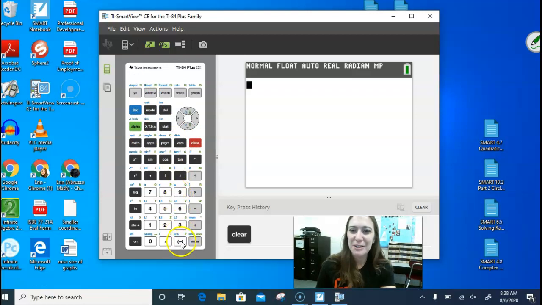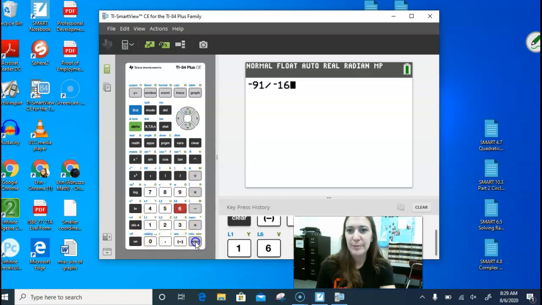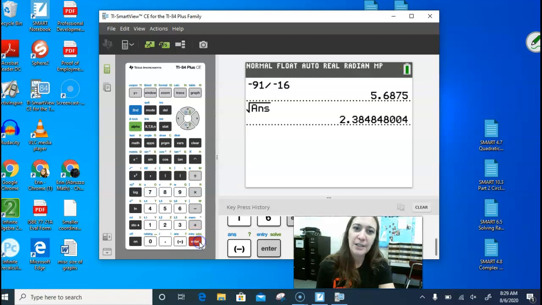All right, so negative 91 divided by negative 16. I could have dropped the negatives, I suppose. I already know it's going to be positive. And then I'm going to square root that number. So square root, and then neat little trick. You can just do second negative sign, and it pulls up your previous answer.